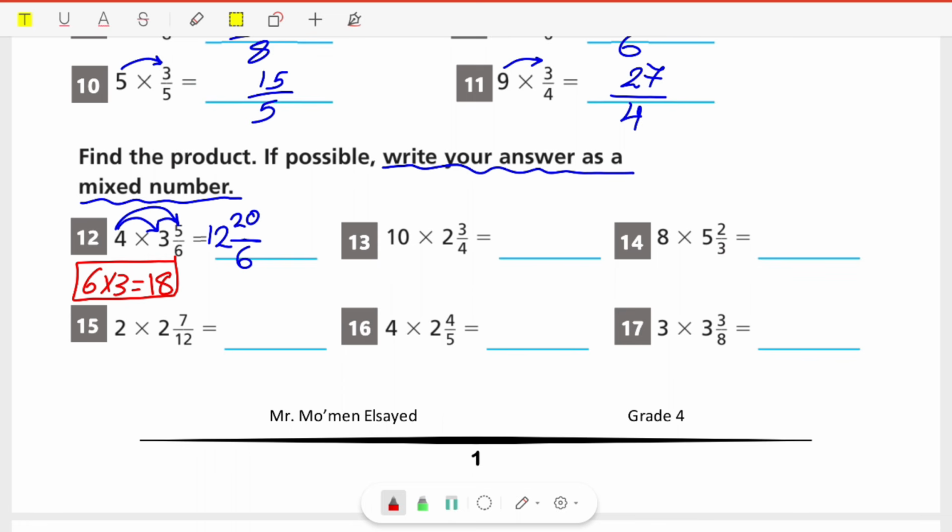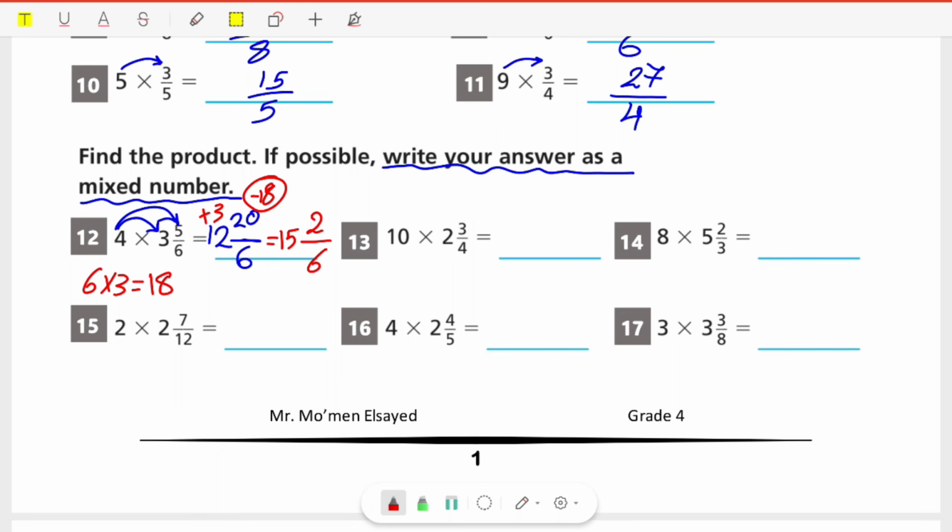So we're gonna use these numbers to write the fraction in a good form. We're gonna write 6 as the denominator because the denominator never ever changes, and then the 3 we're gonna add to the whole number here, it becomes 15, and then 18 we're gonna subtract from the number here. So 20 minus 18 equals 2, and that's it. That's the good form because 2 is less than 6, so the answer will be 15 and 2 over 6.